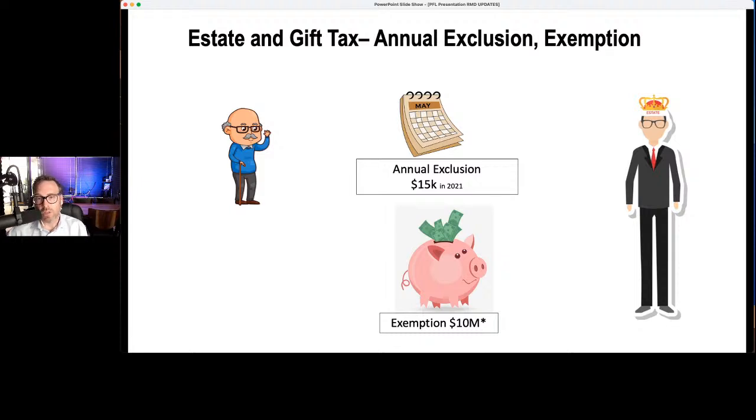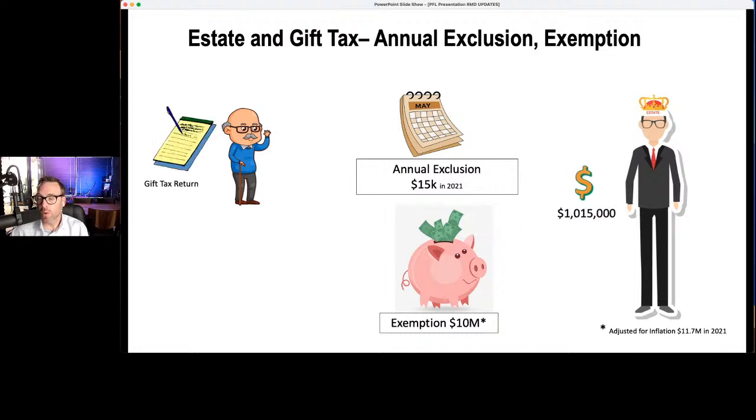So let's bring in exemption to the picture. Exemption is how much a person can either give during their lifetime or transfer when they pass away via the estate tax. So the estate and gift tax work together. So if dad wanted to make a gift of $1,015,000, then he would need to file a gift tax return for that gift. So $15,000 would come off it for annual exclusion, and then $1 million would be subtracted from his exemption. So that $1 million gift used up $1 million of exemption during his life. So he now has $9 million remaining.